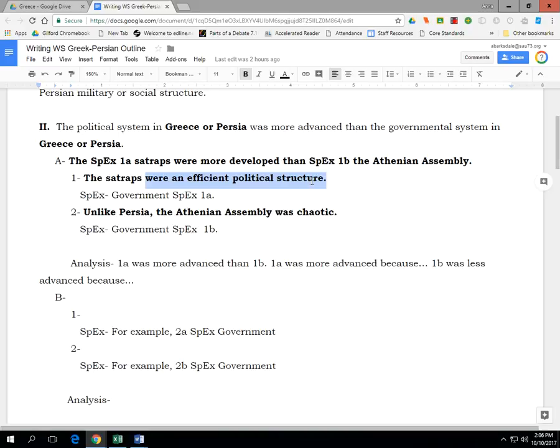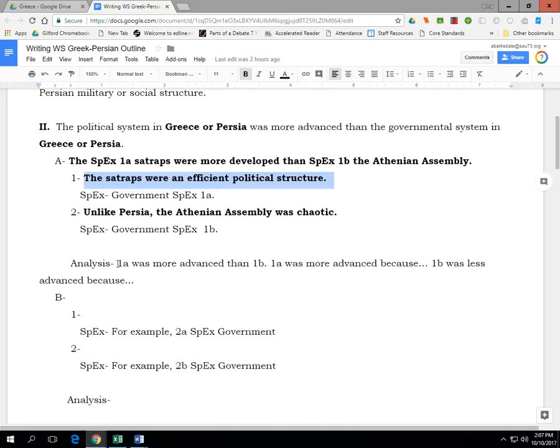I don't mention anything about the Athenian assembly. And I have clarified in my brain that I will explain to you in the analysis why they were efficient. But for now, I'm giving you bias and I'm introducing what my specs is going to be about. So by saying the satraps were an efficient political structure, my specs better be a fact that is detailed, that clearly explains how they were efficient without being biased.